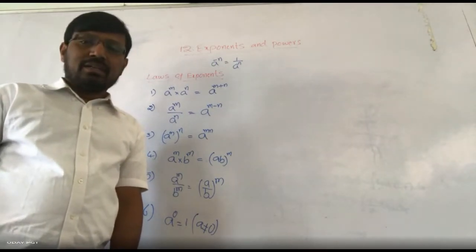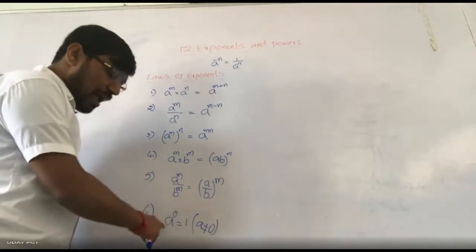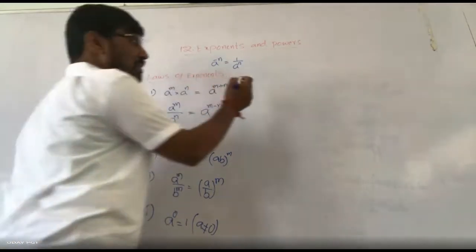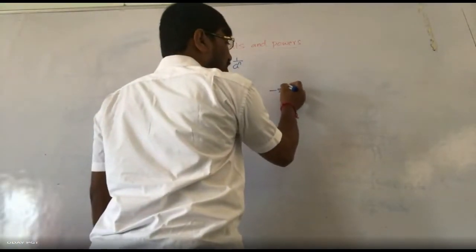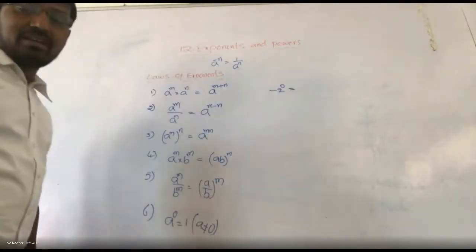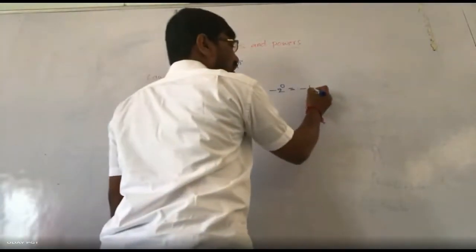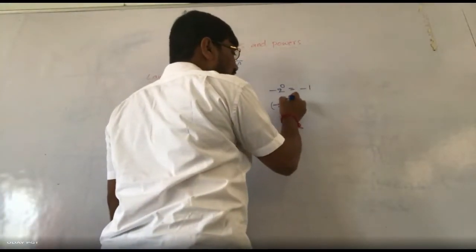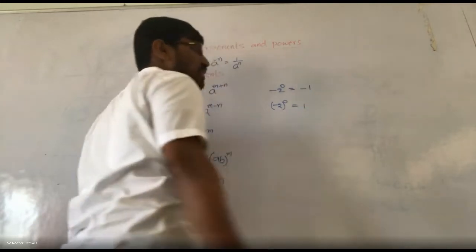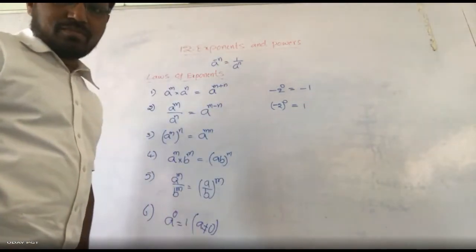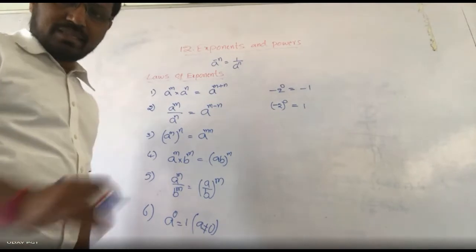If in the place of a, 2 is given, it is 2 power 0, and minus 2 if minus 2 is given. But do remember, if minus 2 power 0 is given to you like this, what is this value? Can anyone tell? Minus 1. This is minus 1. If minus 2 whole power 0 is given to you, this is plus 1. Is it clear to you?